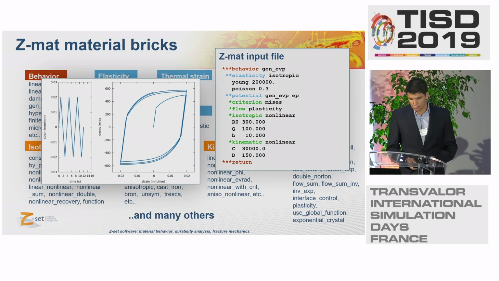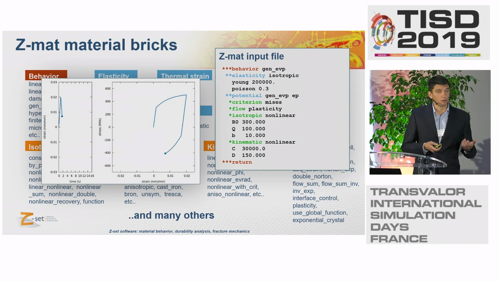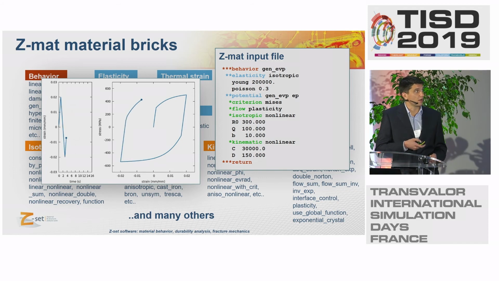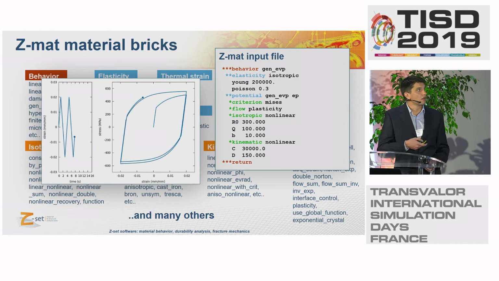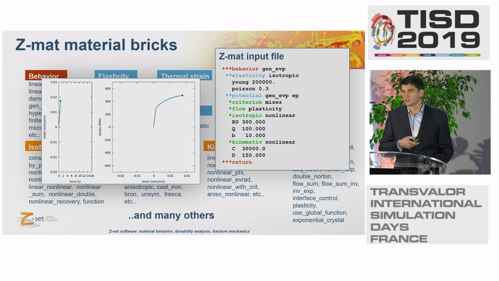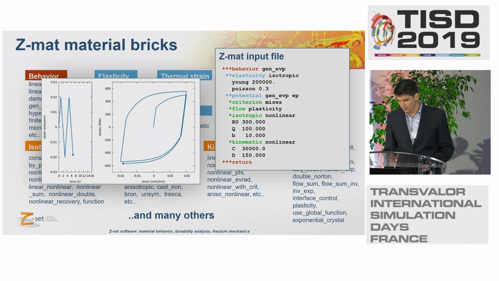So you fill the input file, and then of course you have tools to drive this input file to obtain curves. This one is a very typical curve for elastoplastic cyclic behavior. This is typical for automotive industry, aerospace industry, and so on. So on the left you see the cyclic loading, and on the right this cyclic response of the material model.